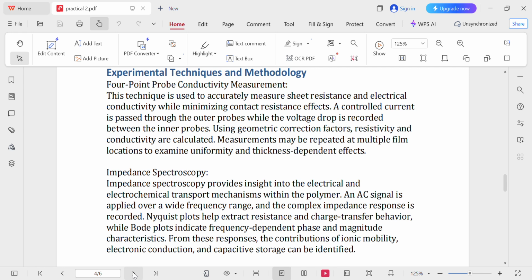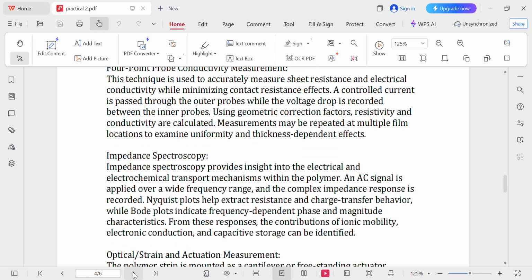Next, using the geometric correction factor, the resistivity and the conductivity are calculated. Means mathematical formulas are used to calculate the resistance and the conductivity from the measured values. Next, the measurement may be repeated at multiple film locations to examine the uniformity and the thickness-dependent effect. Means the test is done at different points on the film to check if the conductivity is the same everywhere and how thickness affects it.